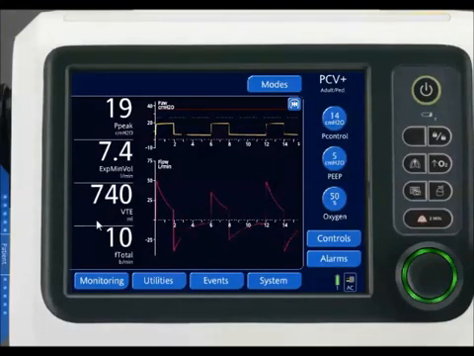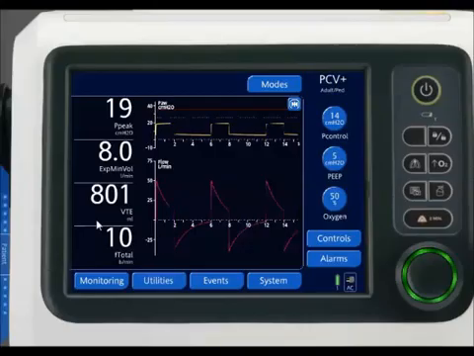Since we're in pressure control, the peak airway pressure is not going to change at all. However, with the decrease in resistance, we're going to get higher tidal volumes. And as you notice, my measured tidal volumes are going up, and we almost went up by 100 cc's.